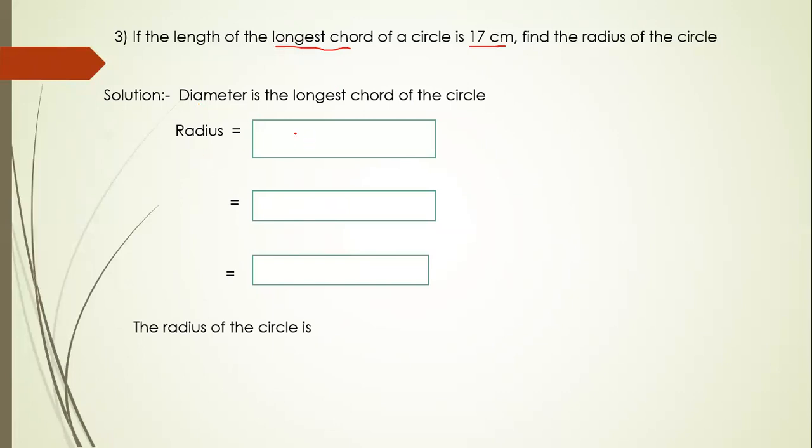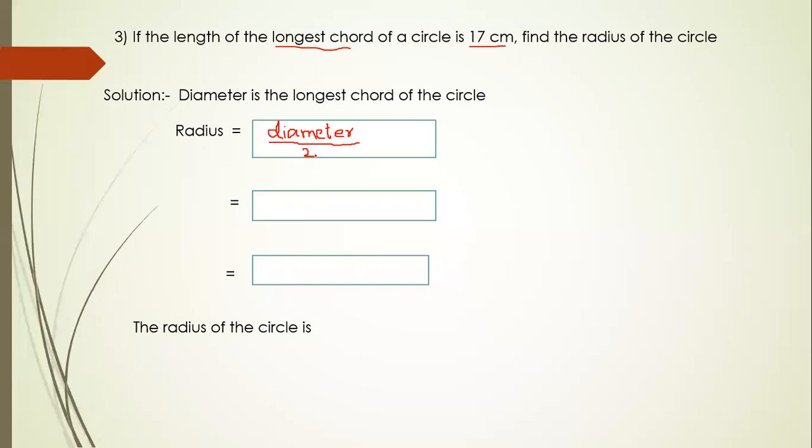Radius is equal to. Now here we need to write the formula for radius. Radius is equal to diameter divided by 2. Or we can say radius is half of the diameter. So here I am writing diameter upon 2. Means diameter upon 2. What is radius? Radius is half of diameter.